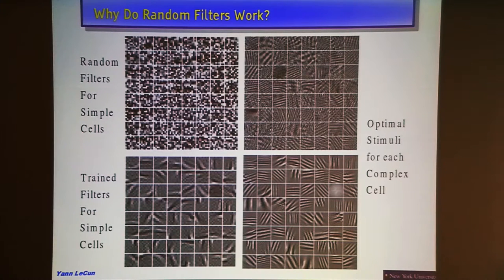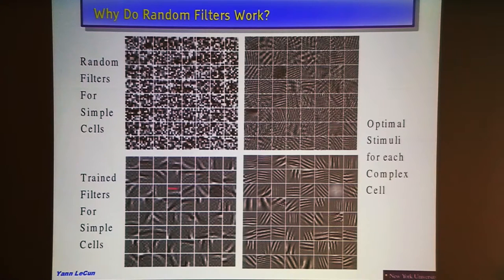And here's a little experiment to figure out why those random filters work at all. Okay, so these are random filters, and these are trained filters. And what we did here was try to figure out, again by gradient descent in input space, what input configuration will maximally activate a particular filter in the first stage. So this is after filter, nonlinearity, and pooling. Okay, so basically the complex cells, the first stage features.